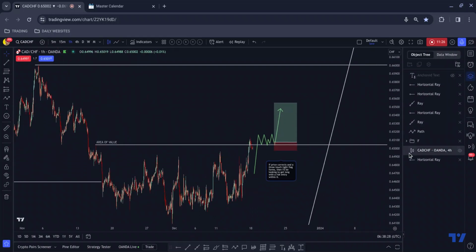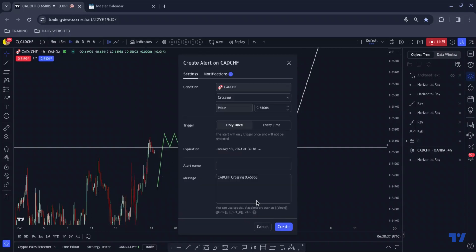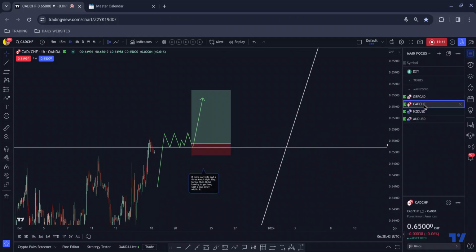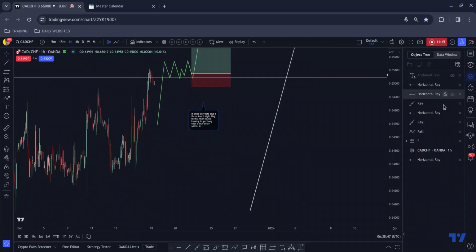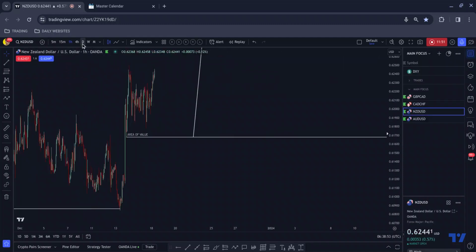Moving on to the next pair, what I'm going to do here on the fly is set an alert to see if we can push up and start to form, so that we have that kind of first bottom. If that does not trigger, then I'll not be looking to place a trade. Let me just remove the path tool from the charts and move on to the next pair, which is Kiwi dollar.